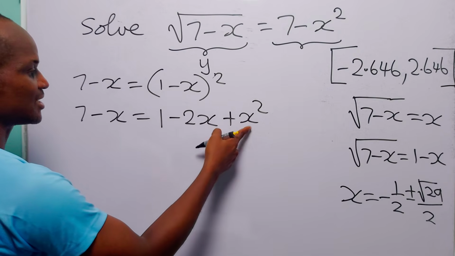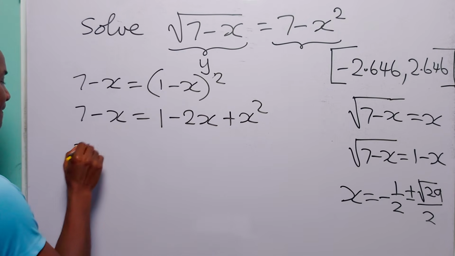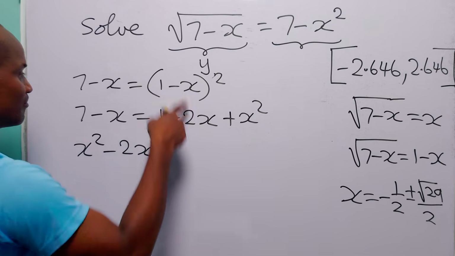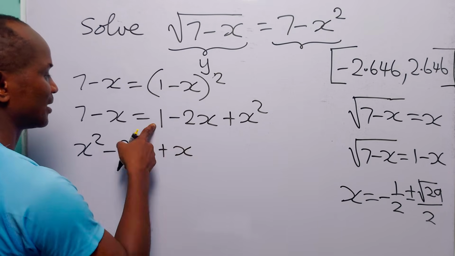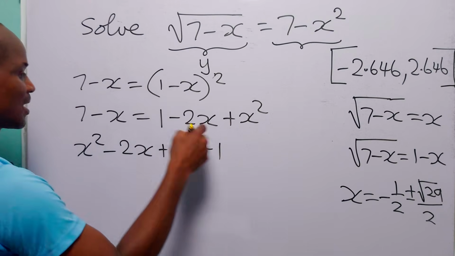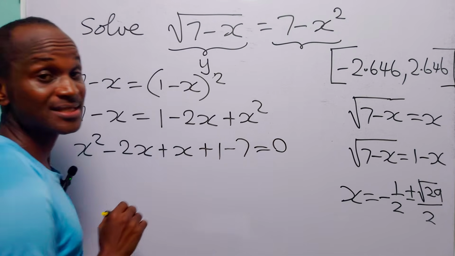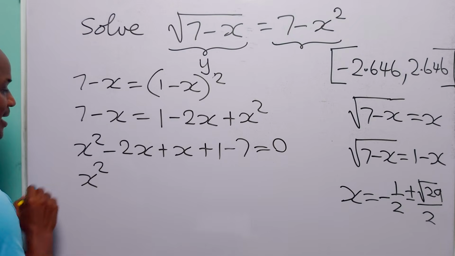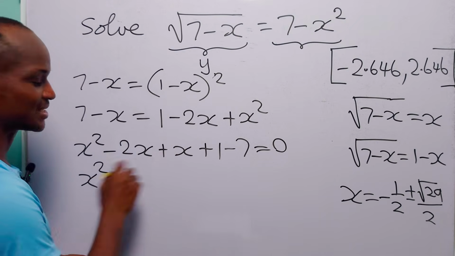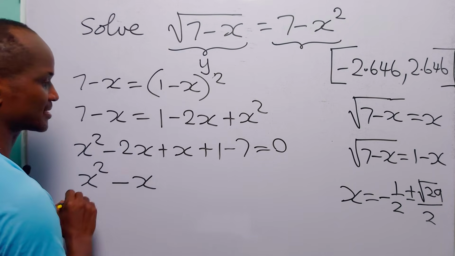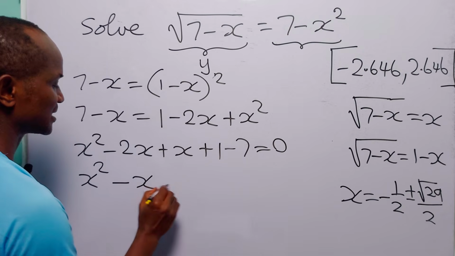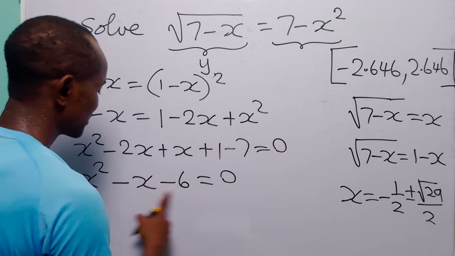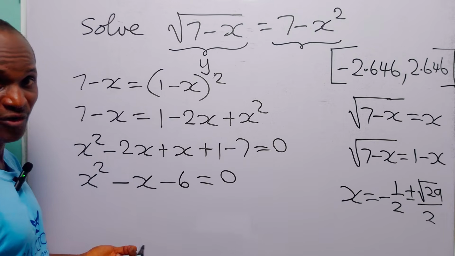Now rearranging this equation, we have x squared minus 2x plus x plus 1 minus 7, and this is equal to 0. Now we have x squared minus 2x plus x is minus x. 1 minus 7 is minus 6, and this is equal to 0. Now we can solve this quadratic equation by factorization.